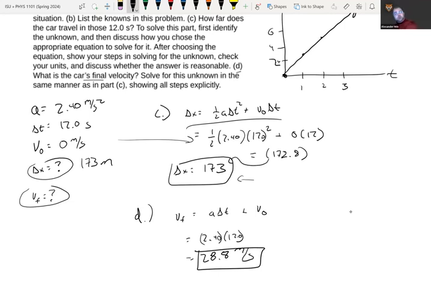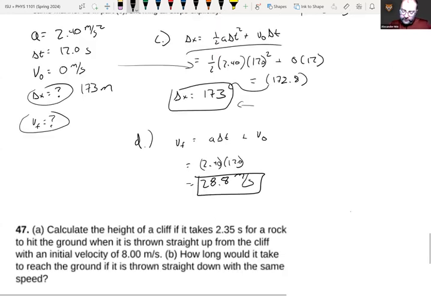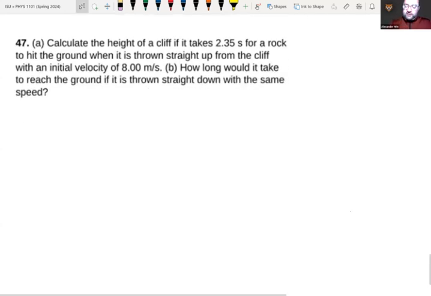Now this is a free fall problem. So calculate the height of a cliff. It takes 2.3 seconds for a rock to fall when it is thrown straight up from the cliff at an initial velocity of 8 meters per second. Okay, so we want to calculate the height.